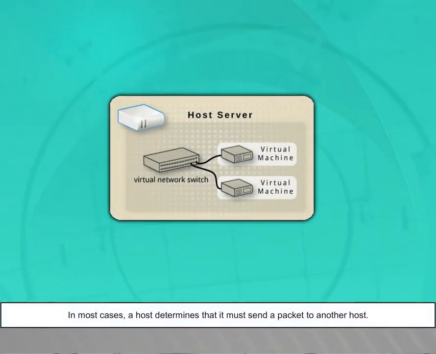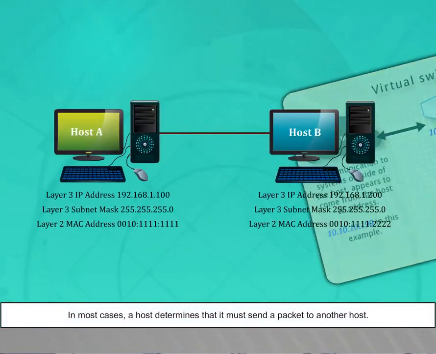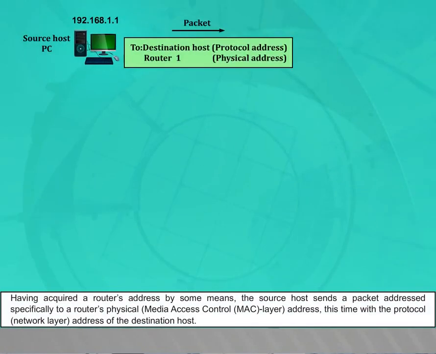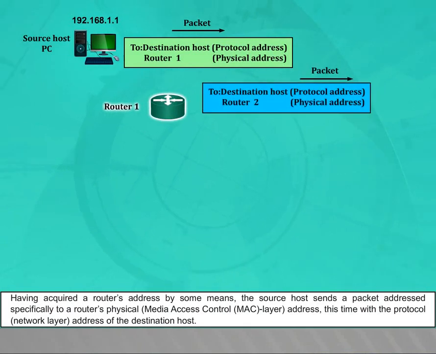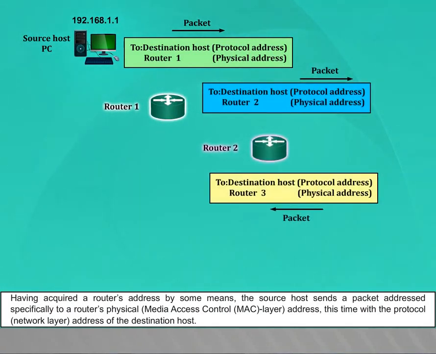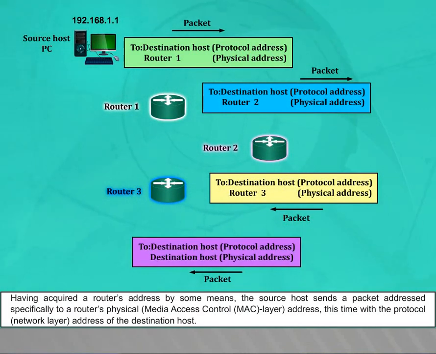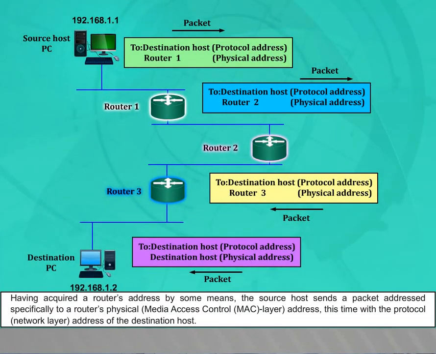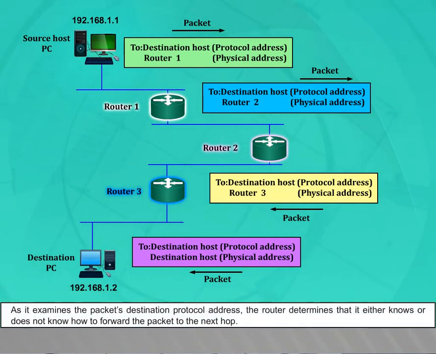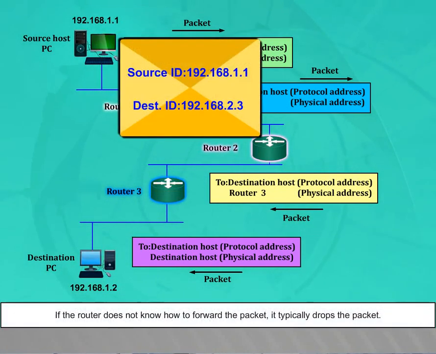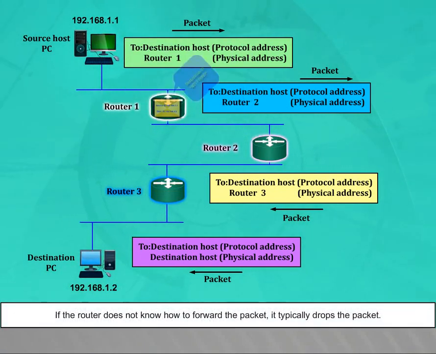In most cases, a host determines that it must send a packet to another host. Having acquired a router's address by some means, the source host sends a packet addressed specifically to the router's physical, that is, media access control (MAC) layer address, this time with the protocol, that is network layer, address of the destination host. As it examines the packet's destination protocol address, the router determines whether it knows how to forward the packet to the next hop. If the router does not know how to forward the packet, it typically drops the packet.